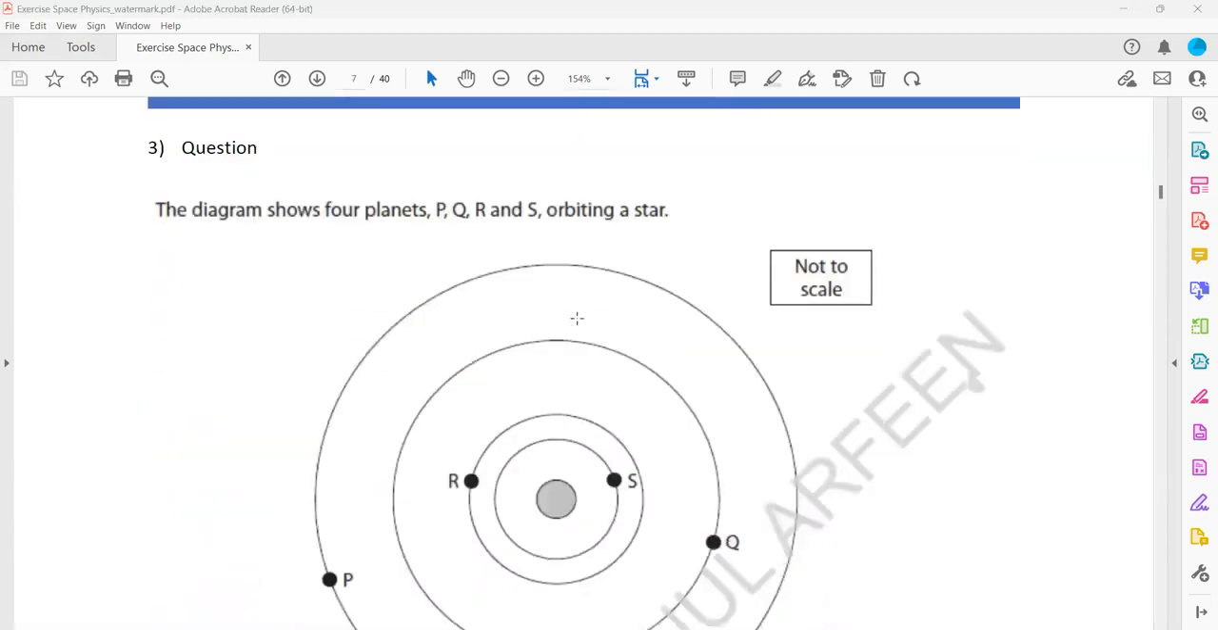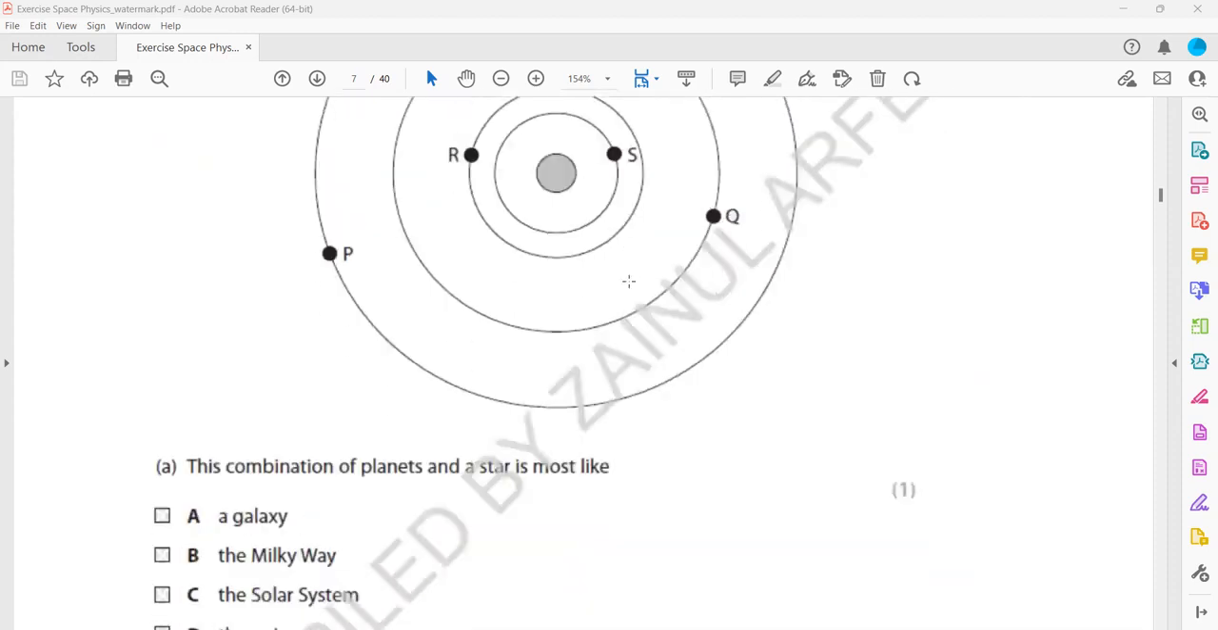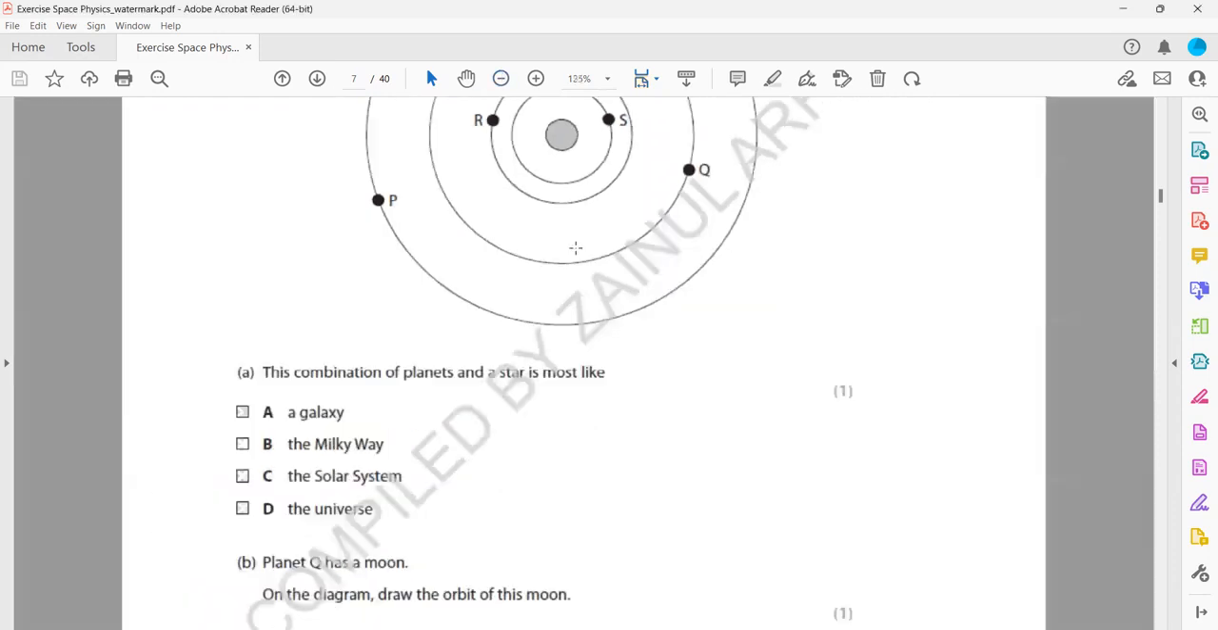The diagram shows 4 planets P, Q, R, and S, which are orbiting a star. As you can see here, this combination of a planet and a star is most likely what we can say this.